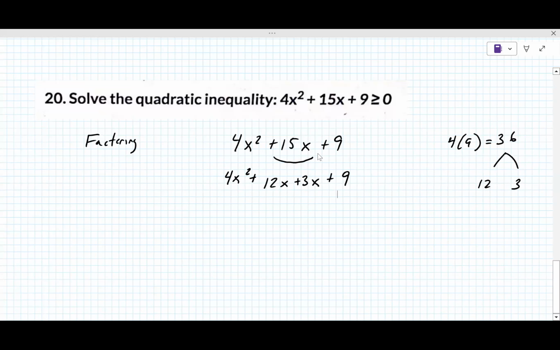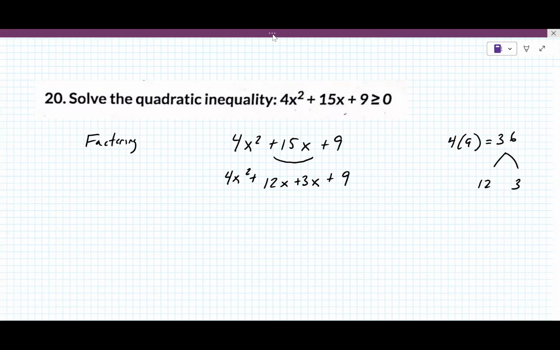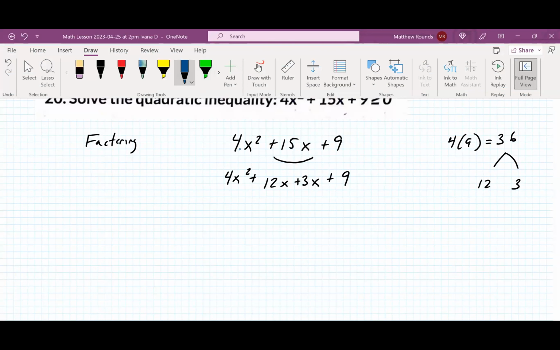So notice we haven't actually done anything in terms of factoring. We're just breaking apart this middle term. And we can get into why we do this, but for now, let's just go with it because I don't know where you're going in this course. So it might be that we don't need this factoring anymore for a while. Okay.